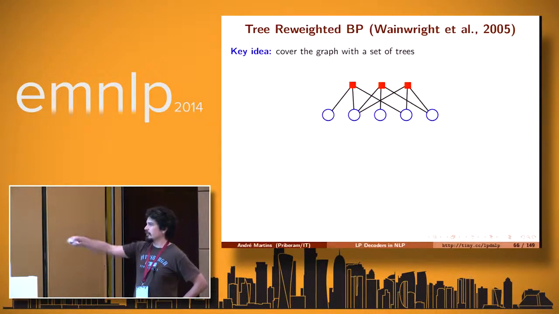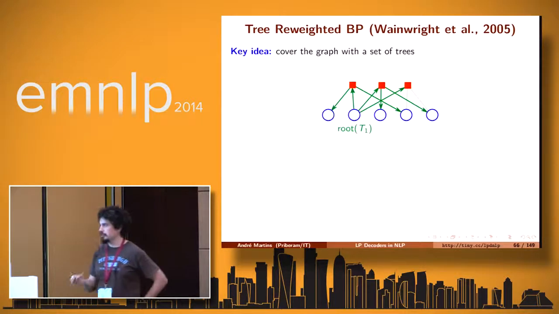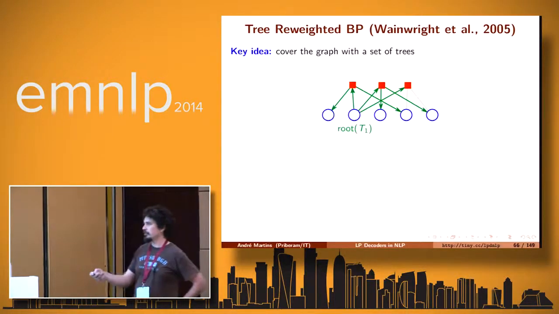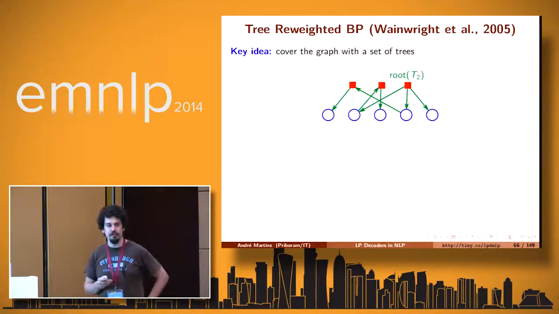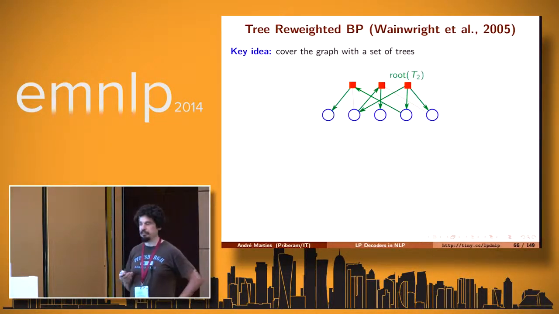So the key idea of tree-reweighted BP is to cover the graph. So we have a graph here with several loops. The idea is to cover the graph with a set of trees. Okay, so for example, we could have one tree like this, where this is the root, and another tree where the root is this factor node. And taken together, these two trees are covering all the edges of the original factor graph.